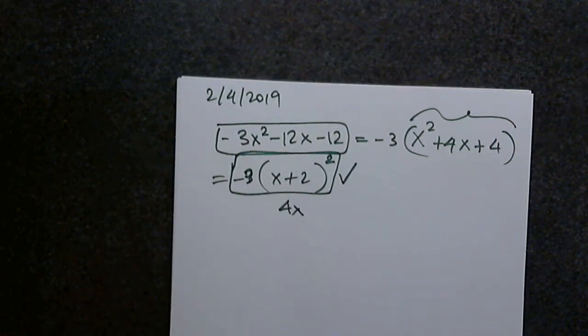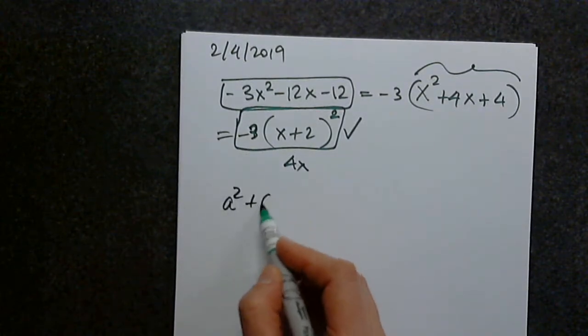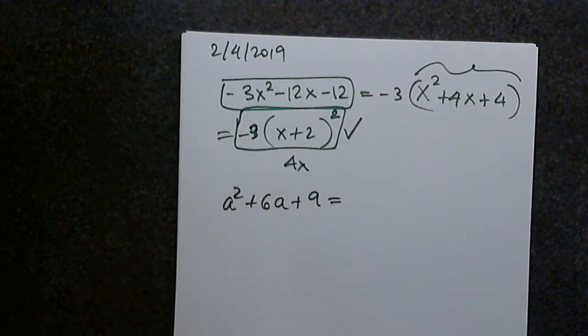Very good. Let's look at one more. What about a squared plus 6a plus 9? What type of polynomial is it? Trinomial. Is it in descending order? Everything is a and 9, yes. So this is a 9 and this is an a. I'm so sorry. No, it's okay.